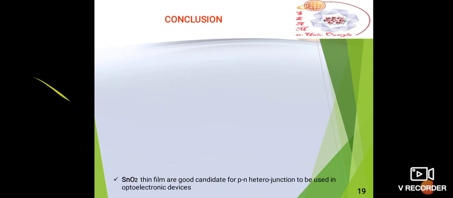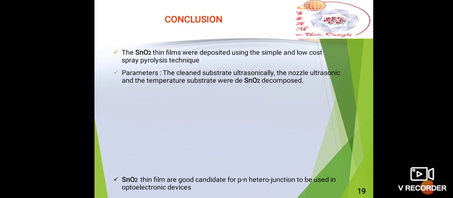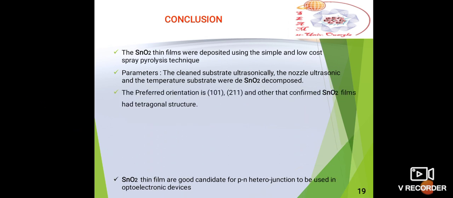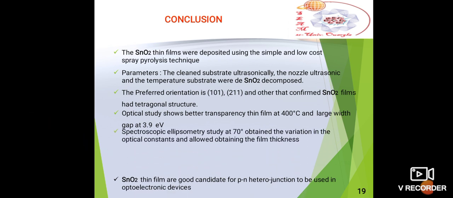Conclusion: the tin oxide thin films were deposited using the simple and low-cost spray pyrolysis technique. Parameters: the cleaned substrate, the ultrasonic nozzle, and the substrate temperature where the tin oxide decomposed. The preferred orientations are 101, 211, and others that confirmed tin oxide films had tetragonal structure. Optical study shows better transparency of the thin film at 400 degrees and a large wide gap at 3.9 electron volt.